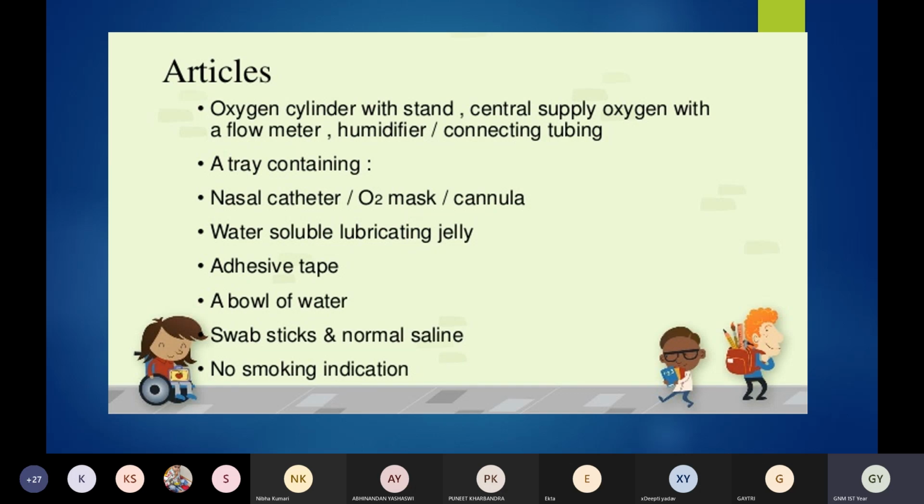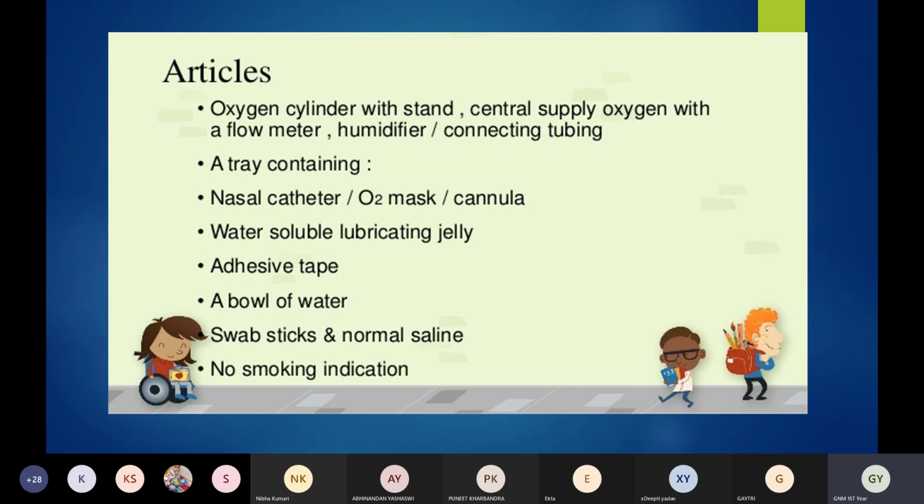There should be a flow meter. Okay, a flow meter and a regulator should be there, so that we will know how much flow we can give to the patient. Then there should be a humidifier, so that the oxygen we are giving the patient is humidified air. There should be a humidifier bottle with water inside. There should be a level where the water should be. If it is less, then we should fill the bottle with water.